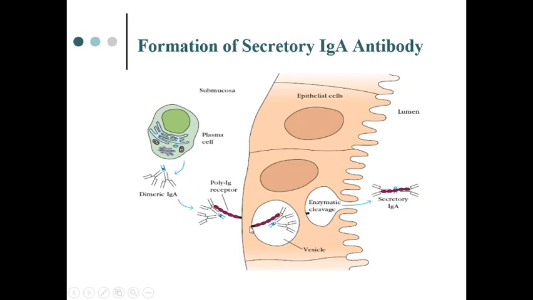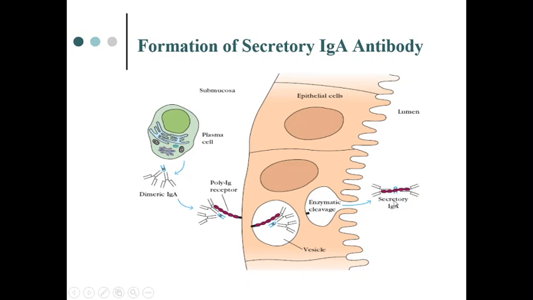Now that endocytic vesicle migrates from the submucosal area towards the lumen of the intestine. The lumen is the cavity of the intestine where the epithelial cells are projecting out in the form of villi. So the endocytic vesicle carrying the dimeric IgA molecule attached to the secretory component, that is the poly-Ig receptor, comes and attaches to the plasma membrane of the epithelial cell from inside, and it everts out. By everting out, it cleaves the secretory component from the poly-Ig receptor and releases that together with the dimeric IgA molecule attached to it.